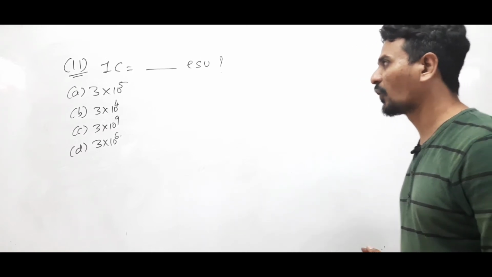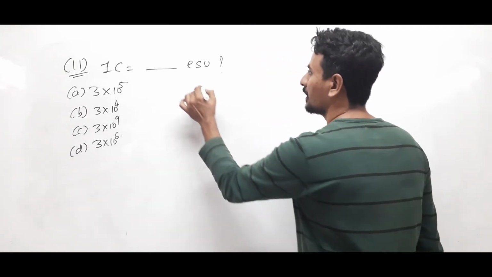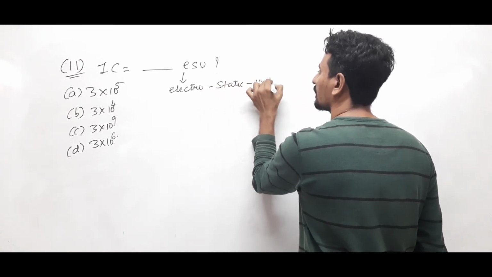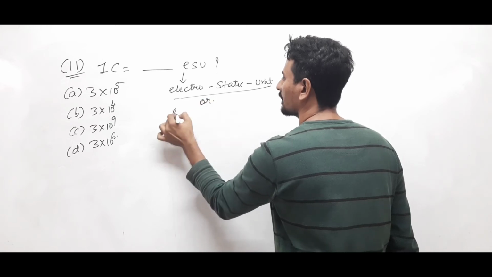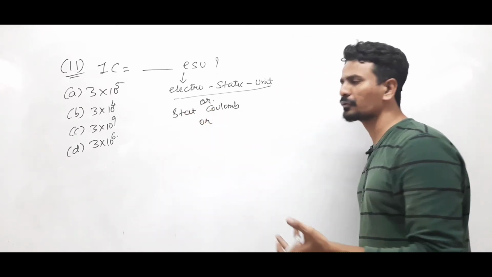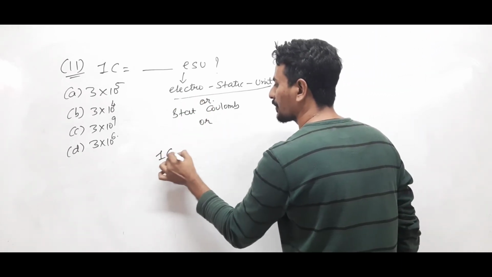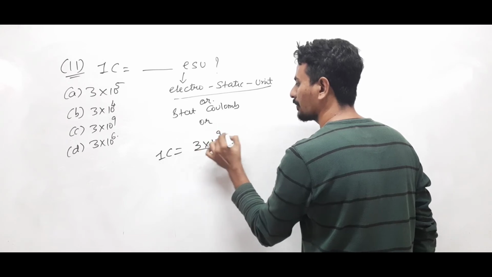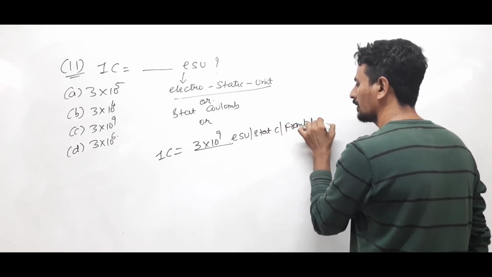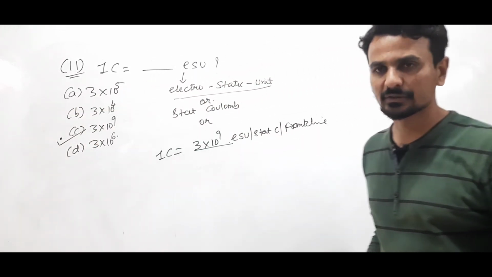Okay, this one is simple. 1 coulomb is equals to dash ESU. Well, ESU is the CGS unit of charge. ESU stands for electrostatic unit. You can also say as statcoulomb. Or in fact, Franklin, statcoulomb, ESU, these are all the smallest unit of charge or CGS unit of charge. So this is the relation between coulomb and ESU. 1 coulomb is 3 into 10 raised to 9 ESU or statcoulomb or Franklin, anything, right? So this is the relation between SI and CGS unit of charge. So this is your answer.